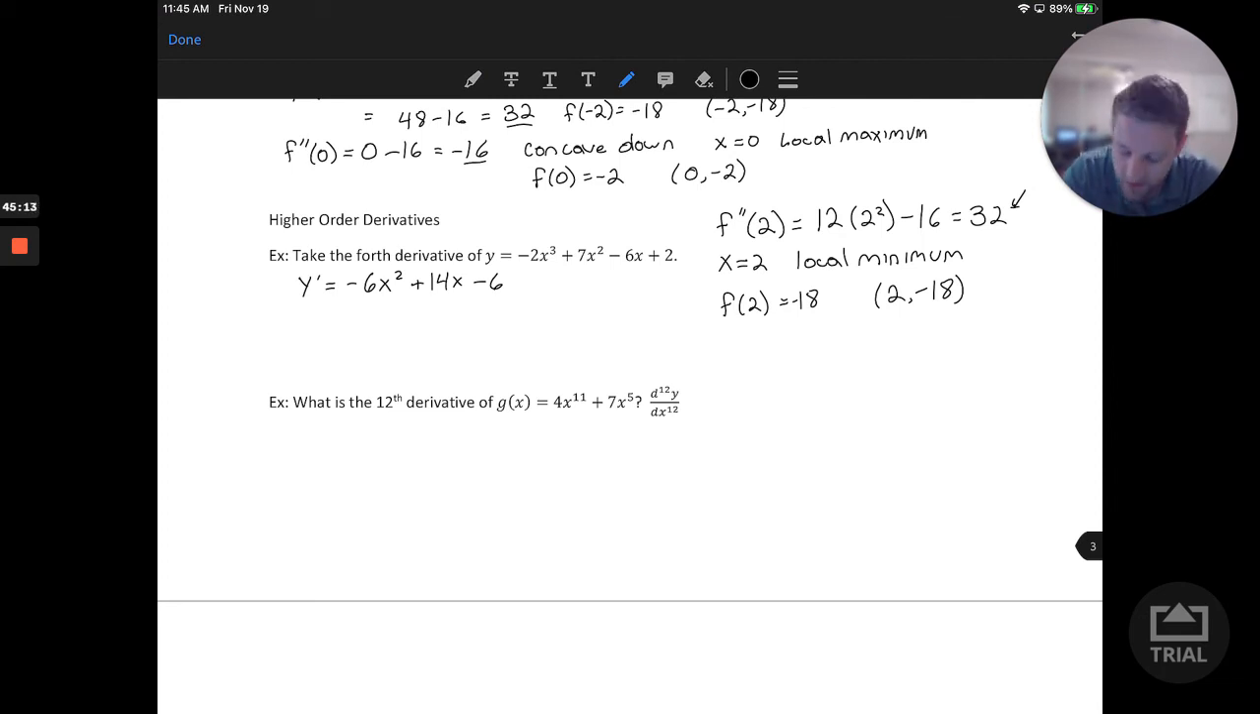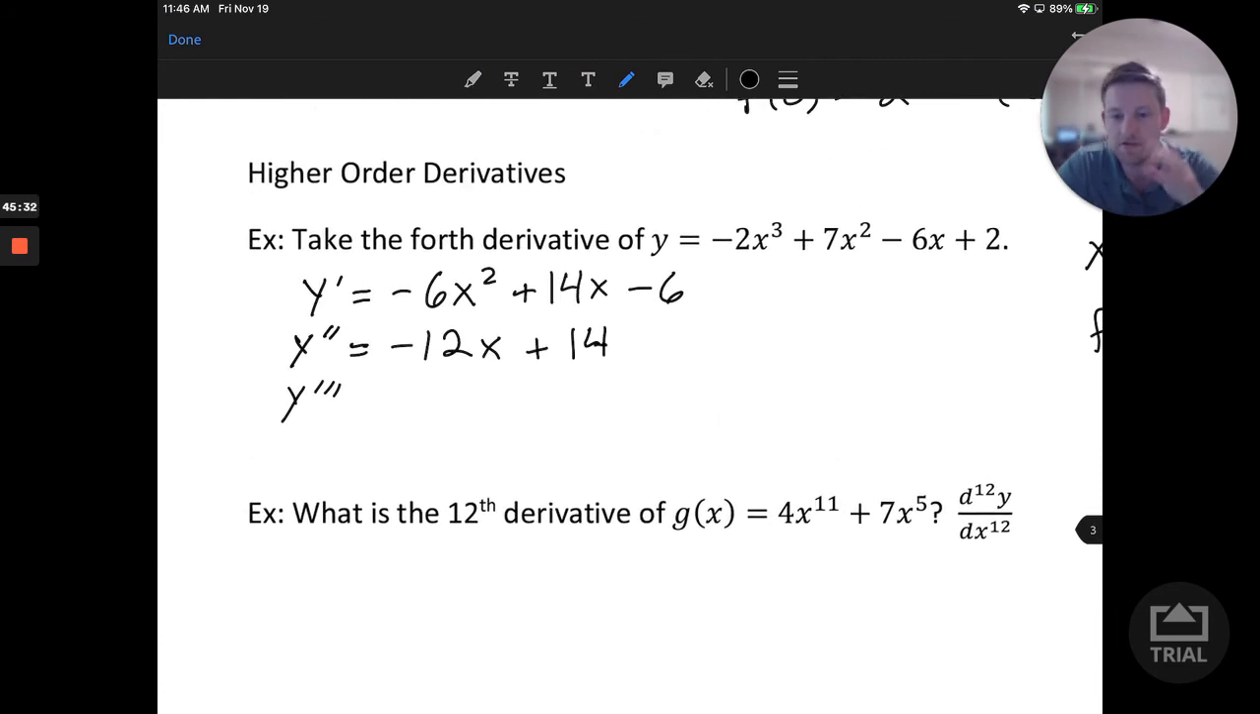A second derivative we could call, again, y double prime. That would be the notation for the second derivative. We could say that's negative 12x plus 14. A third derivative we could call y triple prime. And it's kind of getting busy there in the upper portion with 3 tick marks, or primes. But this would be notated just like that with negative 12 as the derivative.